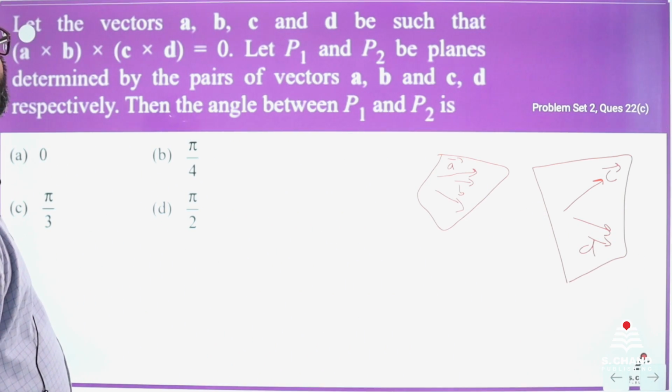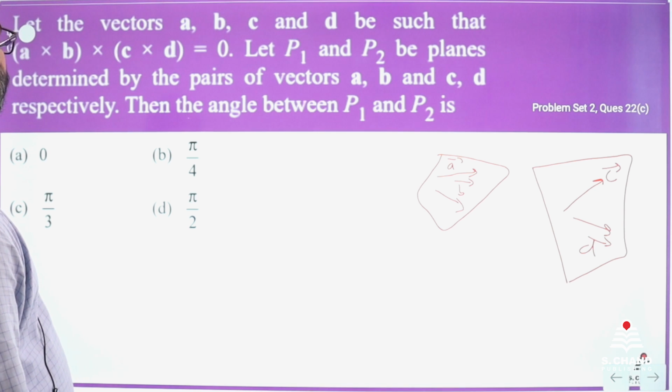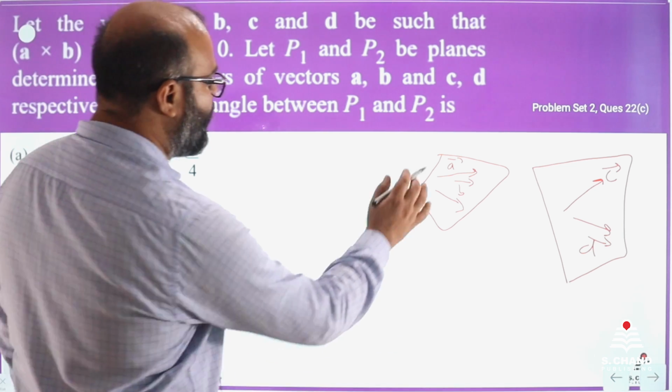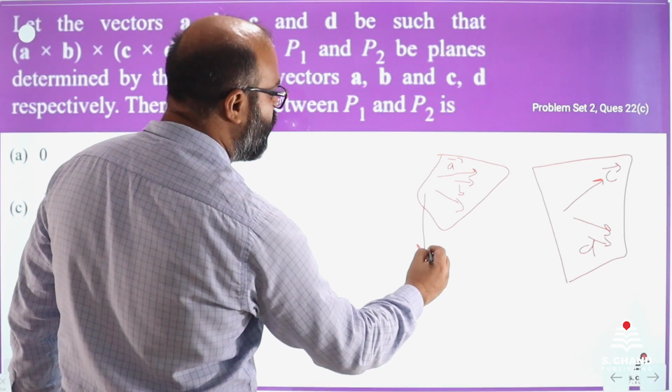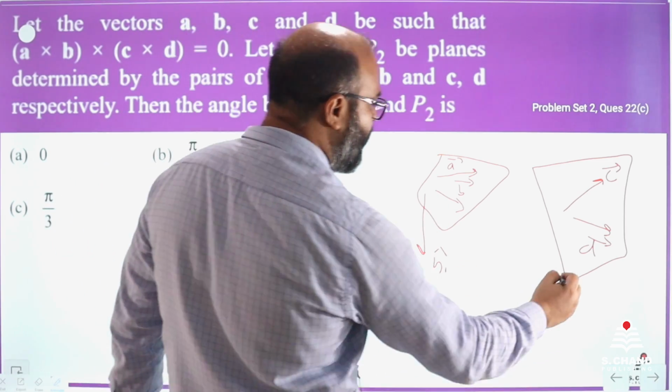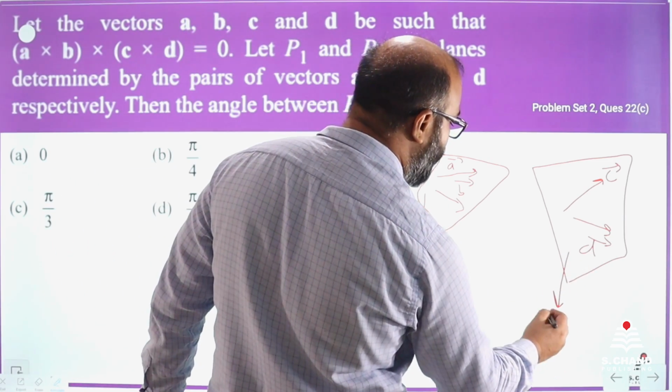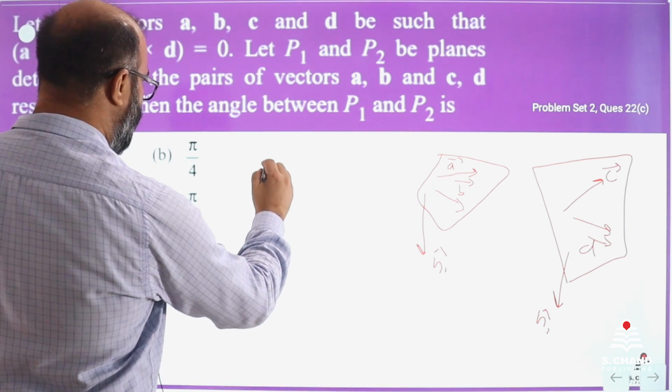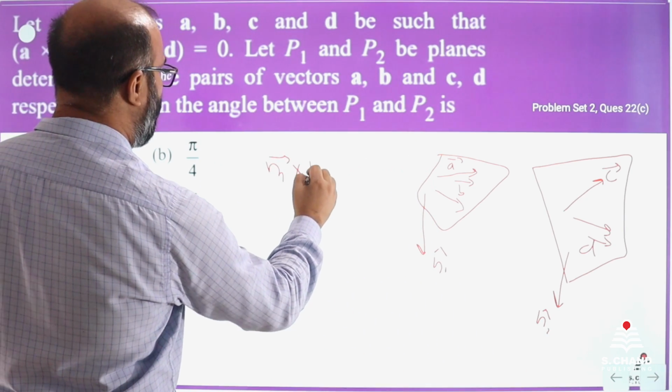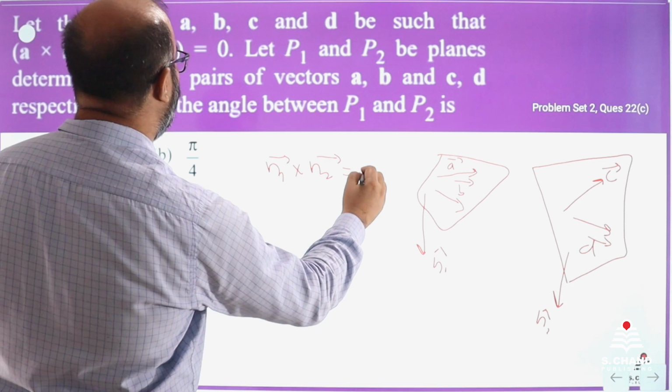And it is said (a cross b) cross (c cross d) is equal to 0. So what is a cross b? That is a normal to this plane, and c cross d, that is normal to this plane. So we can say that the normal to the first plane cross the normal to the second plane is actually 0.